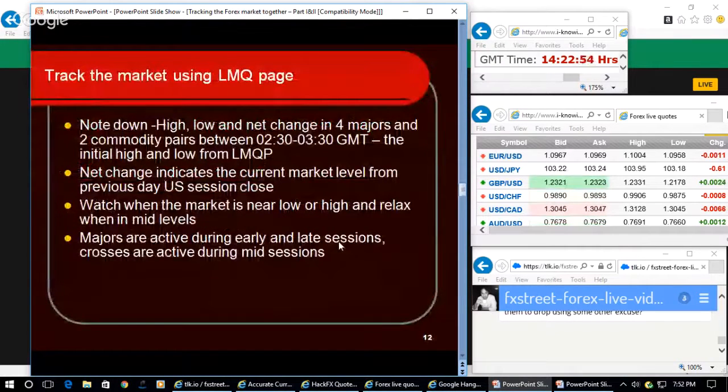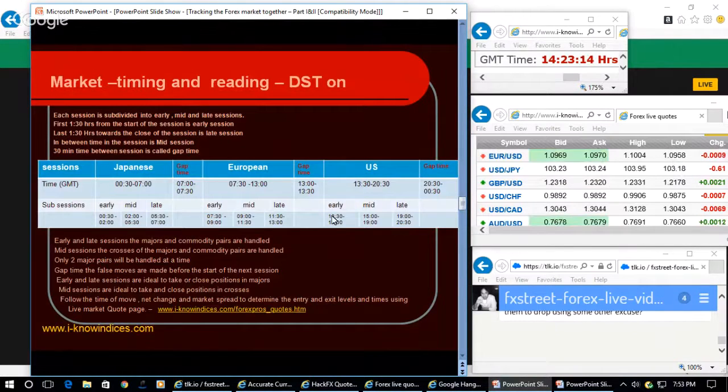So how do we decide on the trade? We watch for 30 minutes from the start of the session. And then when the market is near the low and does not breach the low for 30 minutes from the start of the session. 13:30 is the start of the US session. Up to 14:00 GMT, we find that euro has not breached the low. So we watch for 30 minutes.